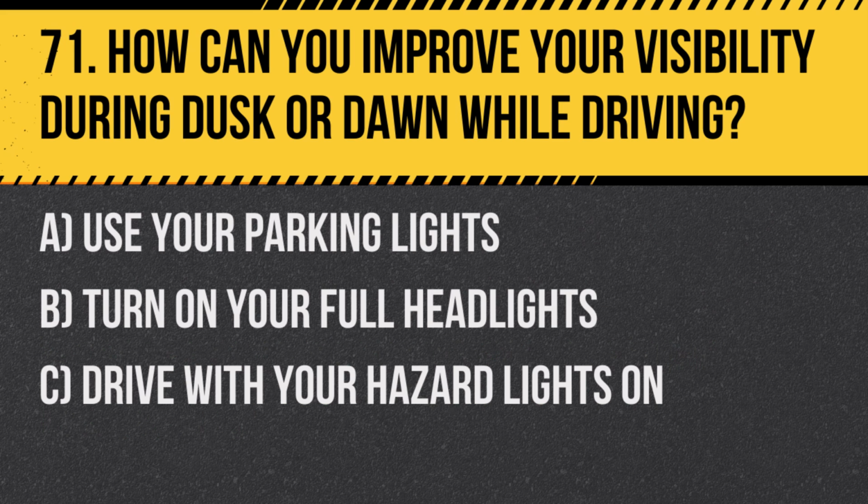Question 71. How can you improve your visibility during dusk or dawn while driving? A. Use your parking lights. B. Turn on your full headlights. C. Drive with your hazard lights on. Answer: B. Turn on your full headlights. Using full headlights during twilight hours improves your visibility to others and helps you see the road better.